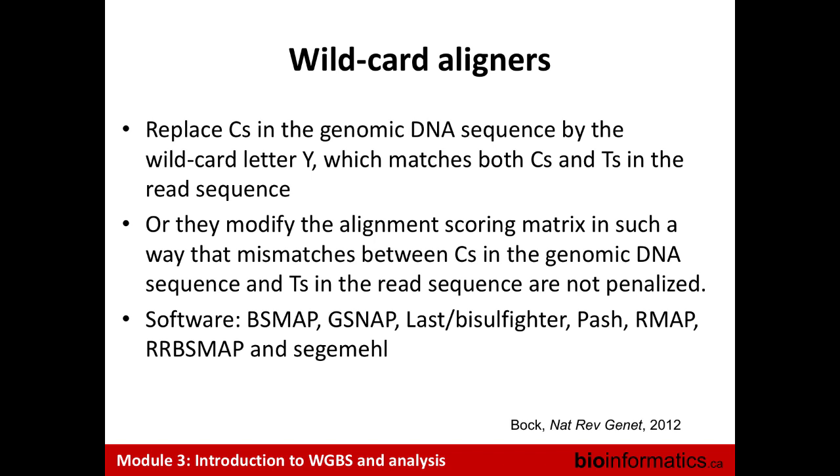So wildcard aligners basically say, Cs can be Ts, we don't know exactly. So you convert those to a wildcard, which you allow to match both Cs and Ts in the alignment step. Or you can modify the penalty metric matrix, depending on how the aligners work, such that mismatches on Cs don't really count as mismatches. There are a number of tools that implement this approach of saying, we don't really know what's going on with those Cs, sometimes they're Ts, so we convert them to a wildcard and allow anything.